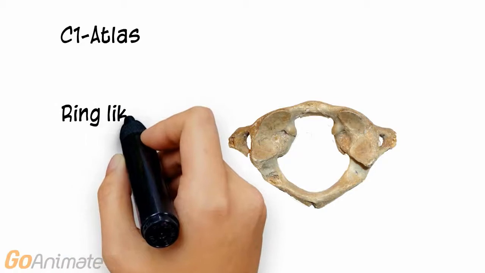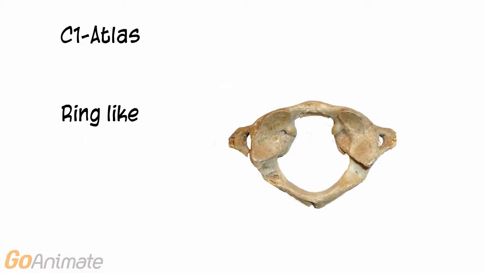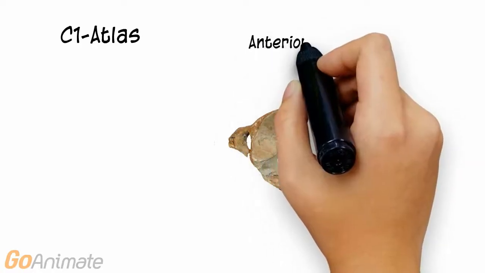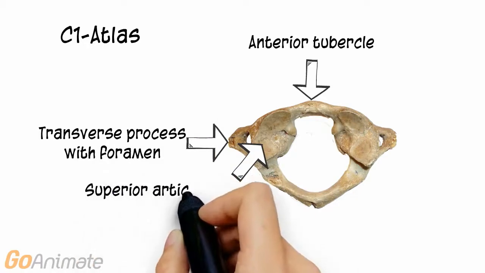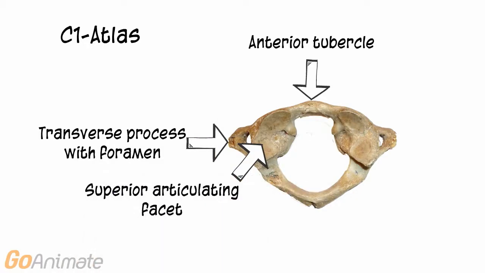Let's look at a few of the vertebrae in detail. The first cervical vertebra, or atlas, looks like a ring of bone. The atlas does not have a body. Here are some of the parts. The anterior tubercle, transverse process with the foramen for blood vessels. The superior articulating facets connect with the occipital bone of the skull. Here is the posterior arch.